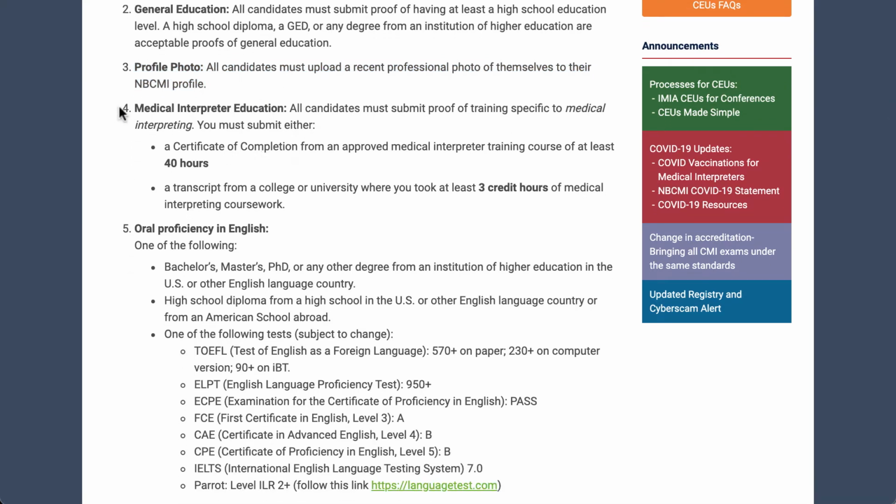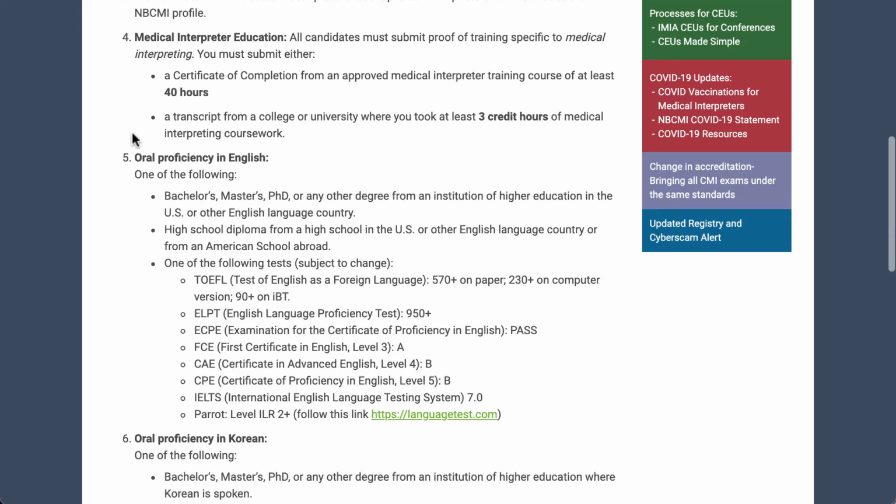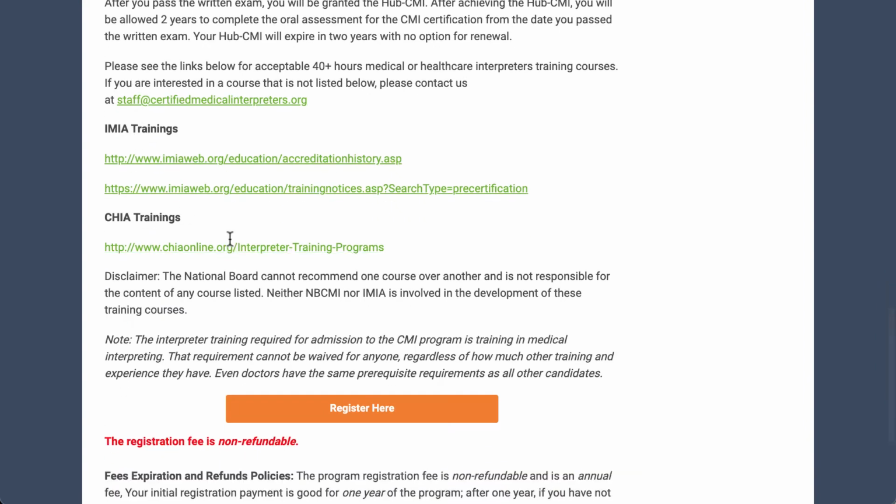Number 4, medical interpreter education. You might wonder what this is. Pretty much you have to get the certificate of completion from any approved medical interpreter training course that is at least 40 hours. There are many different courses that provide this 40 hours of medical interpreter education. I am not going to talk specifically about which institution or organization provides this. However, you will be able to check that.